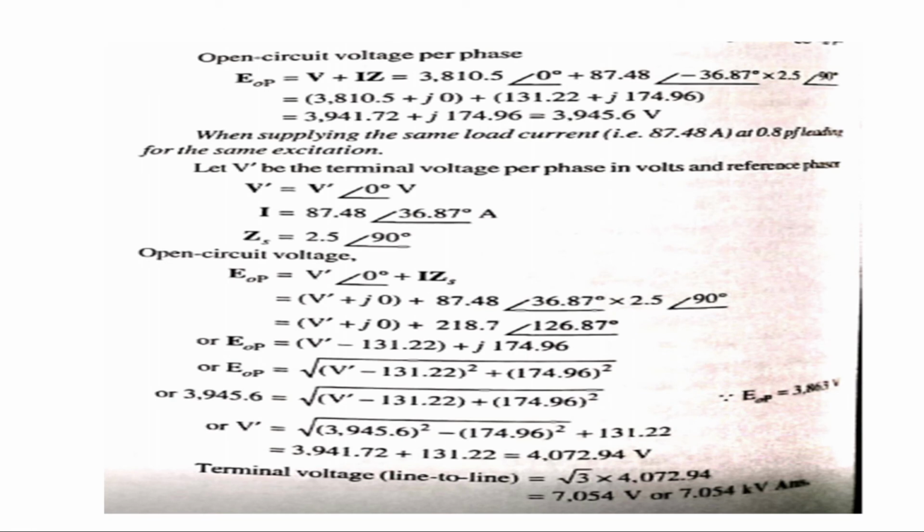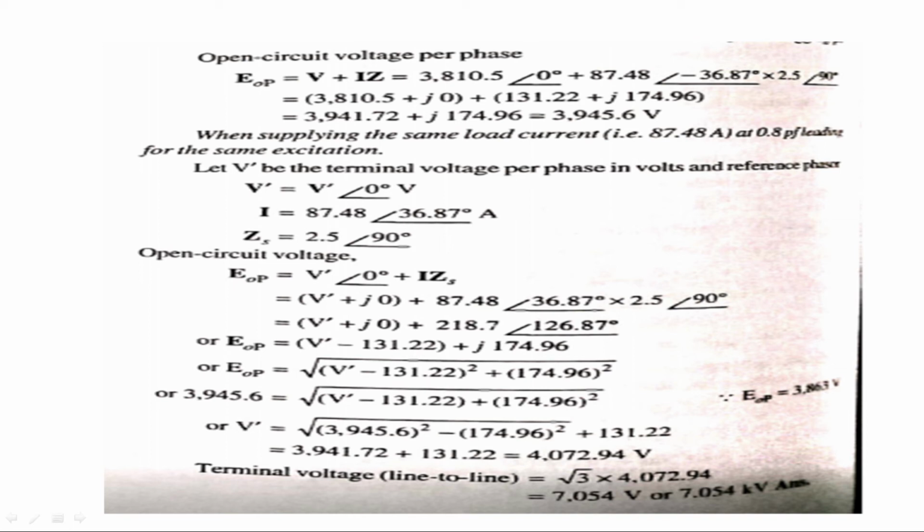Next, calculating the value of E. And now there is a change here in this problem, that V dash is the terminal voltage per phase in volts, so V dash angle 0, that is I equal to 87.48 angle 36.87, and Zs is 2.5 angle 90. So E0p open circuit voltage is V dash angle 0 plus I Zs. So we got the value as E0p is V dash minus 131.22 plus j174.96.